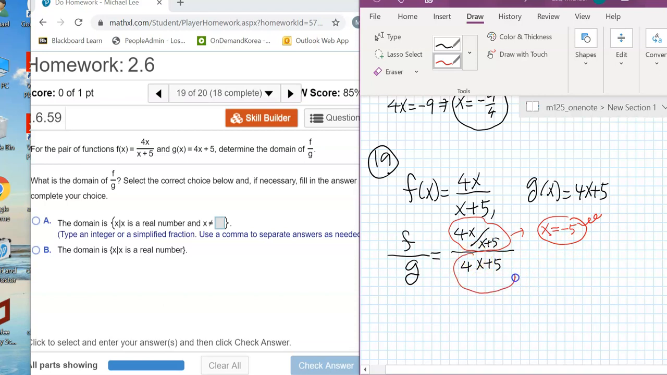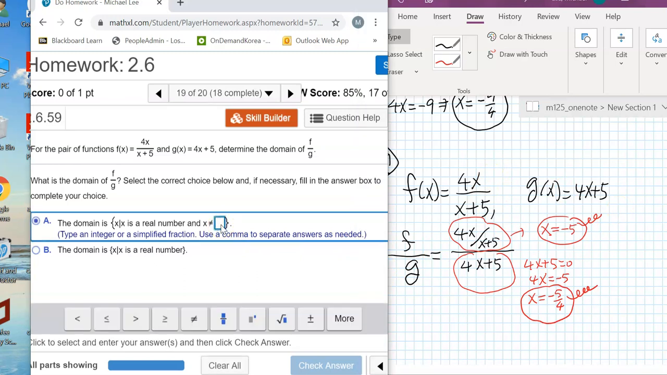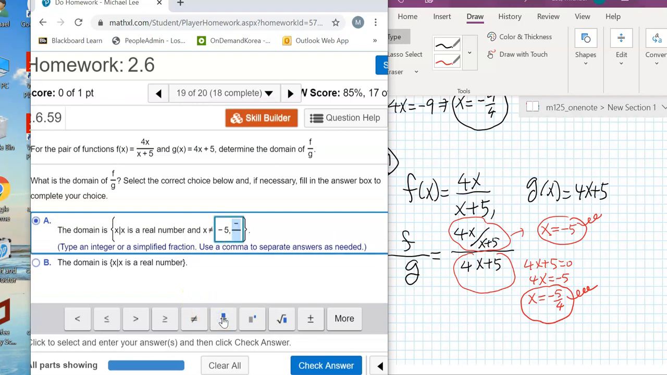But not only that, we have over here 4x plus 5 equals 0. 4x is negative 5. X equals negative 5/4. We want that to be out of our domain. So you have to get rid of both of them. So the domain is x not equal to negative 5, comma, and the fraction negative 5/4.